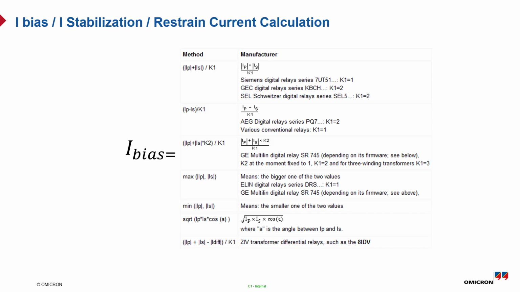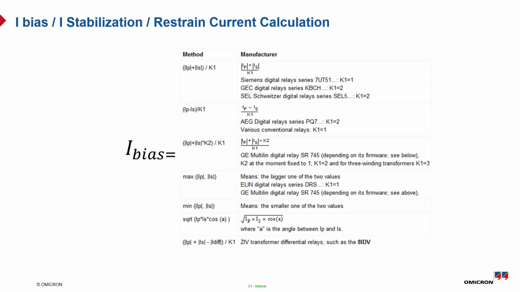So the Idiff is the summation, or the vectorial summation, of the I side 1 current and I side 2 current. On the other hand, the Ibias is the mathematical summation of I side 1 plus I side 2. However, in order to account for CT saturation and for CT measurement errors due to the CT tolerances, it's not sufficient to only consider the differential current Idiff, as several of those errors are dependent on the current magnitude.